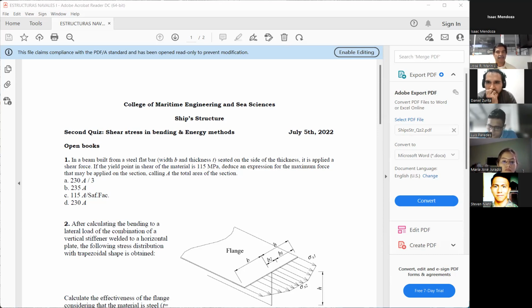Okay, Mr. Nieto, how do you calculate the maximum force that may be applied on this section? Mr. Nieto, how do you answer this question?